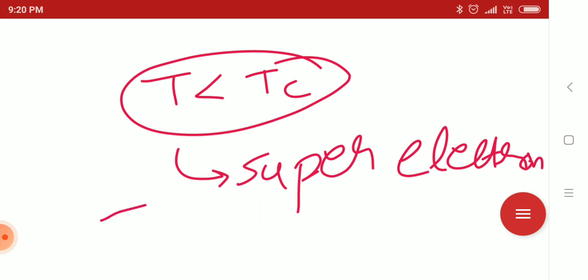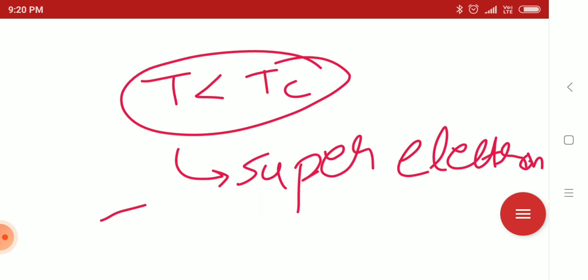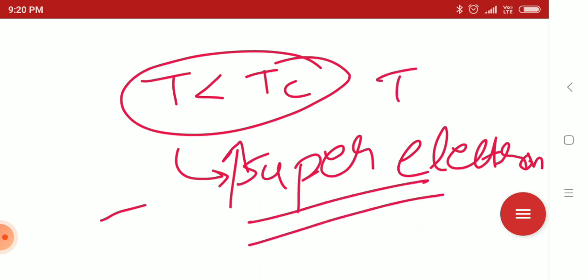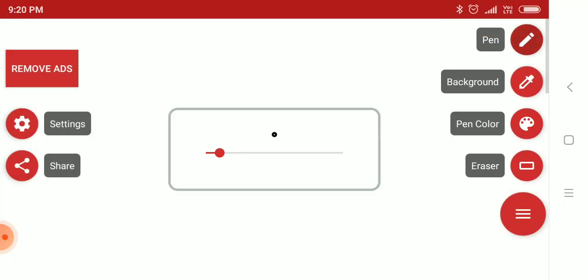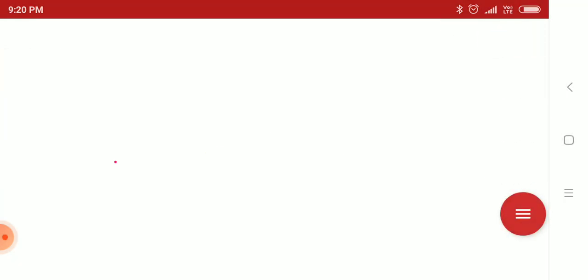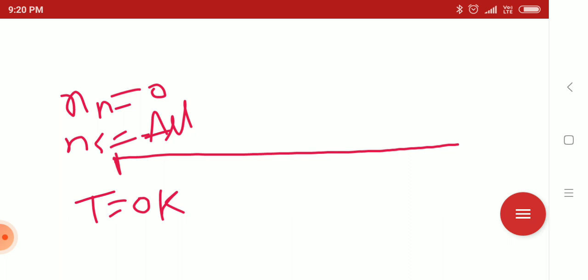Not like that, all electrons behave like super electrons, sorry. The number of super electrons will increase. At T equals 0, all electrons are super electrons. I am picturizing it: here is a straight line, T equals 0 Kelvin. At T equals 0 Kelvin, the number of normal electrons is 0 and the number of super electrons is ns, all are super electrons.